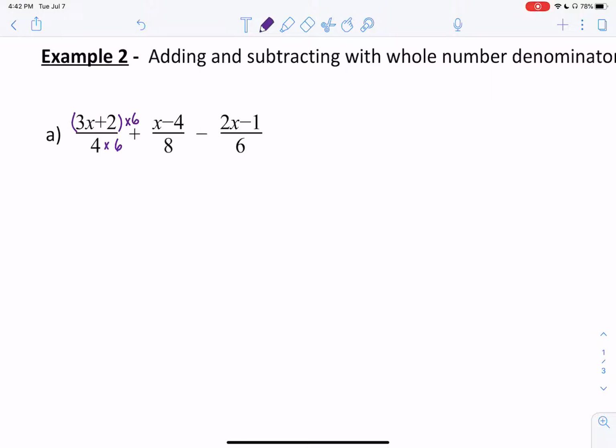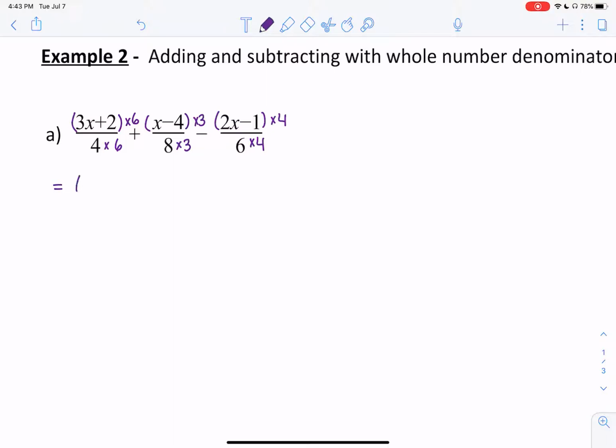If I multiply the bottom by 6, I need to multiply the top by 6. Now, for 8 to get to 24, I'm going to multiply by 3. If I do that to the denominator, I need to do it to the numerator as well. And then for 6, to get to 24, I'm going to multiply by 4. And because I did it to the denominator, I also need to do it to the numerator.